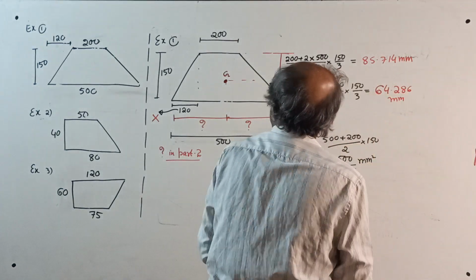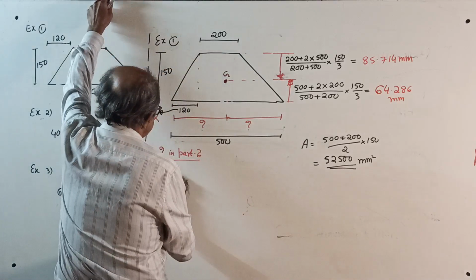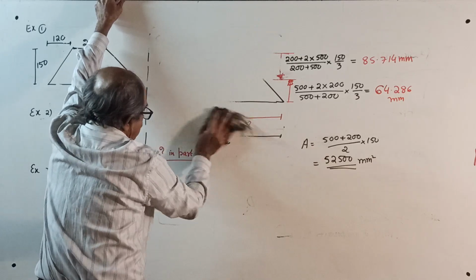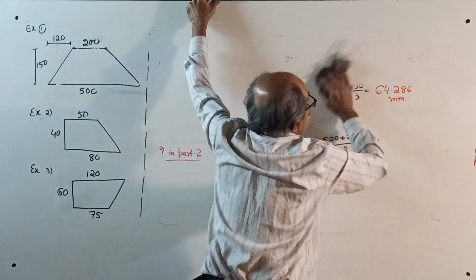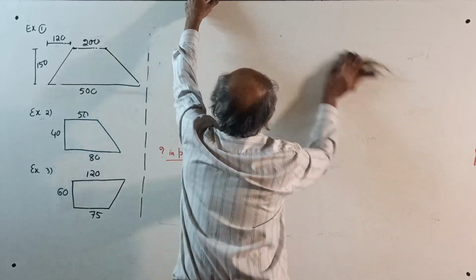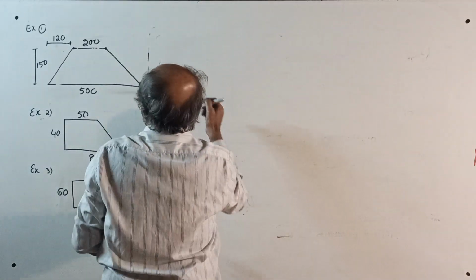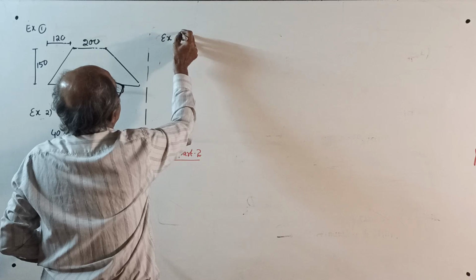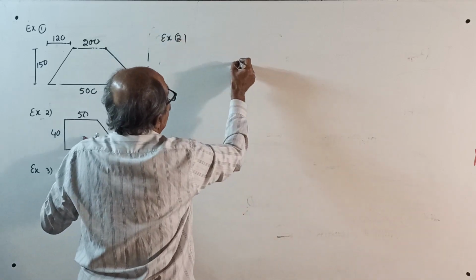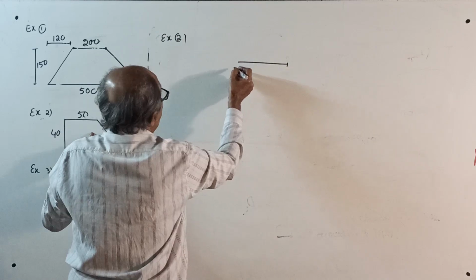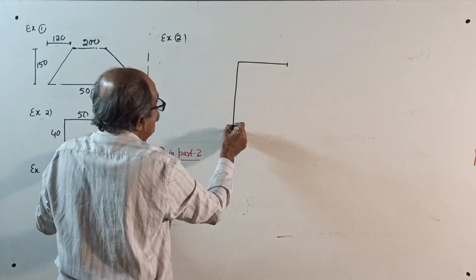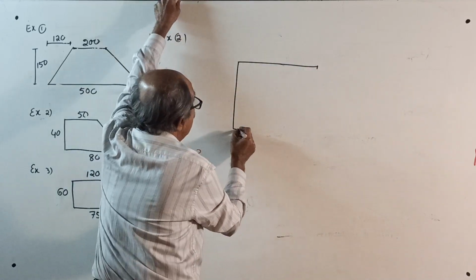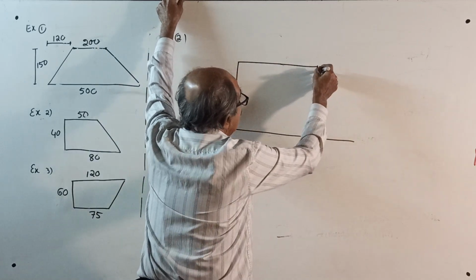Okay, now I will go to example 2. I start fast here, no pausing. Example 2 is, here see, 50, 40, little bigger I can write, my space is there. 50, 40 and then 80. All in millimeter I told, okay.